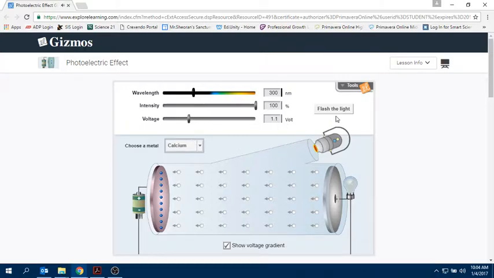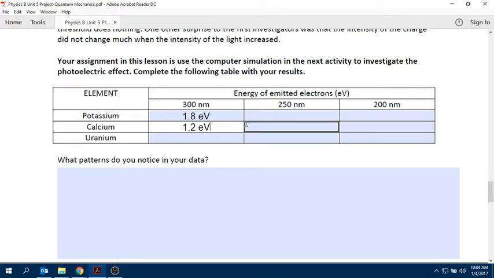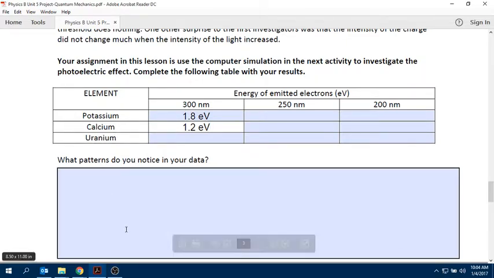So let's go 1.1. 1.2. 1.3. Now remember, we're seeing at what voltage does it not make it? 1.3. So, going back to fill in, 2 eV is the maximum voltage of electrons coming off of the calcium plate due to the photoelectric effect.